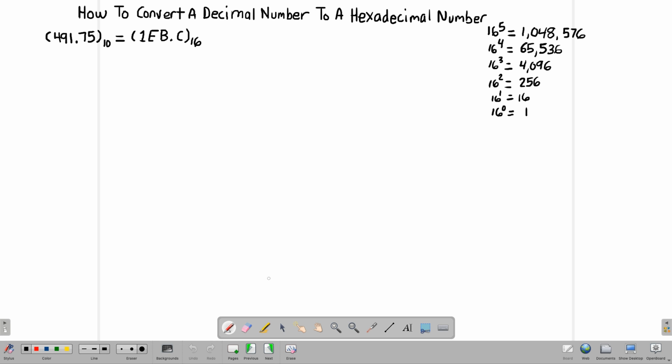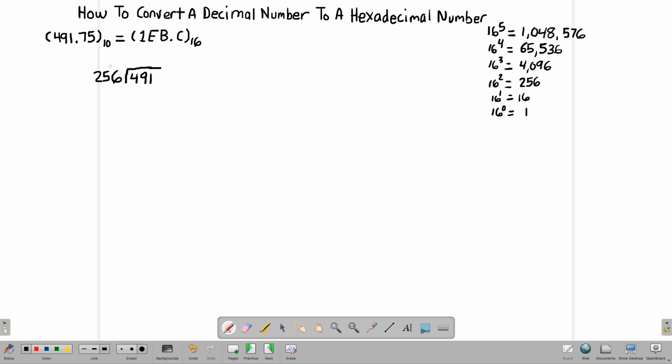So let's focus only on 491. Start with that first. So what we'll do is we will divide the highest multiple of 16 that's less than 491. Okay, so in this case, once again, we see that when we deal with 16 to the 3rd power, the value 4096 is greater than 491. So we'll step down and use the 16 to the 2nd power, which produces the value 256.